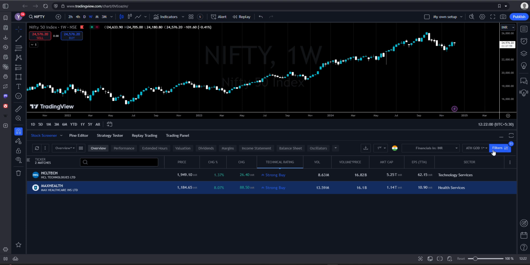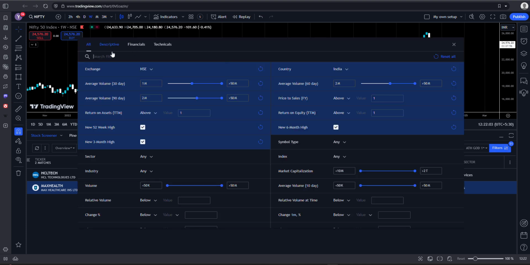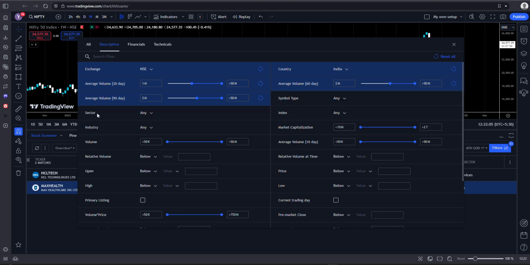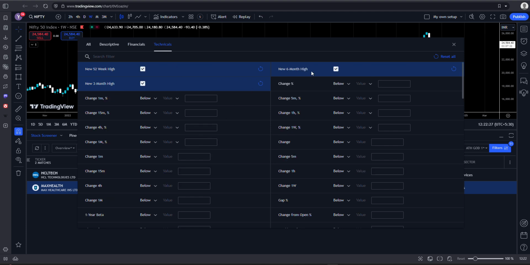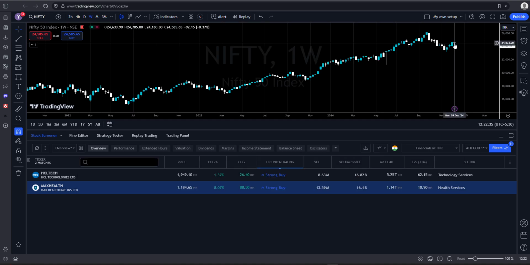So there are 11 filters. I will repeat. Go to the descriptive tab. Change the country and exchange, and the volume for 30, 60 and 90 days: 2 million for 60 and 90 days, and 1 million for 30 days. Once it is done, go to financials. Change return on assets above 1, price to sales above 1, return on equity above 1, and then go to technicals and select only these three boxes: near 52 week high, new 3 months high, and new 6 months high. Once you're done, you're good to go.